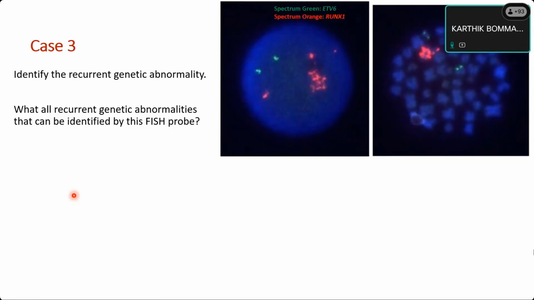Hello, can you hear me now? Yeah, it's better. Just some disturbance out there. So the green signals are your ETV6 and the red signals are your RUNX1. Normally you should have two ETV6 signals. ETV6 is in which chromosome? Chromosome 12. So this represents that two normal ETV6 are present, far apart. And here you have a cluster of signals of RUNX1. I repeat, it's a cluster of signals.